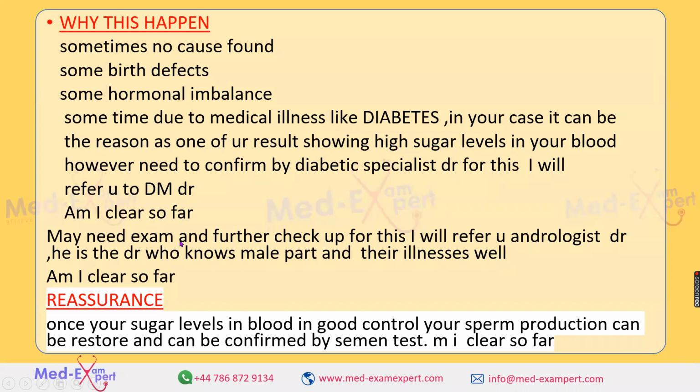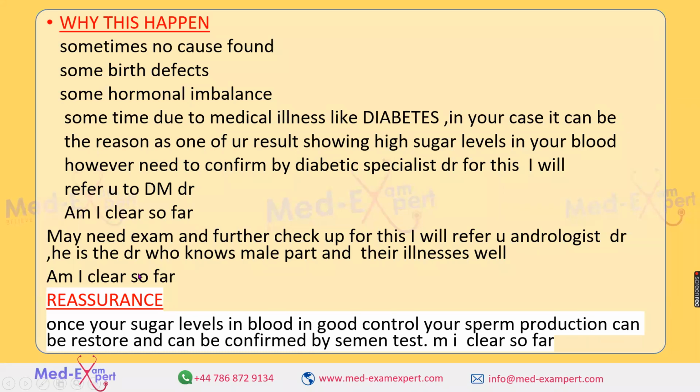I may need an exam and further checkup. For this, I will refer you to an andrologist doctor. He's the doctor who knows the male part and their illnesses well. Am I clear so far? Physical exam and checkup are not for subfertility, ST5, not for us. It's for the andrologist, a separate andrologist. You must mention andrologist doctor only because it will give you marks for communication with colleagues.